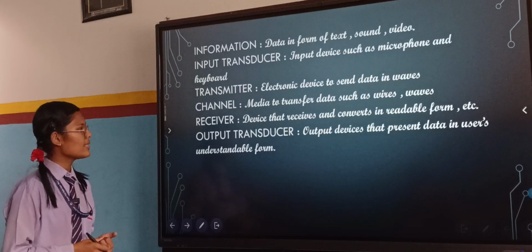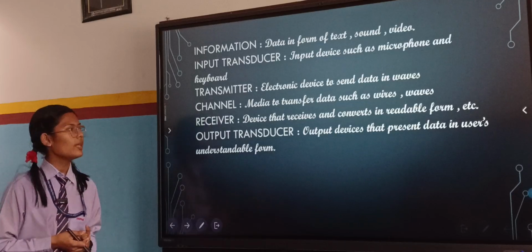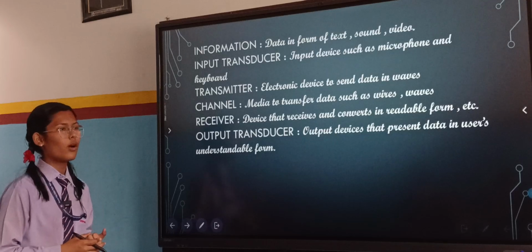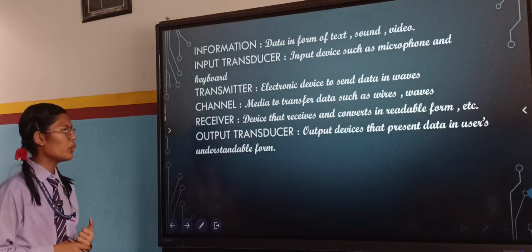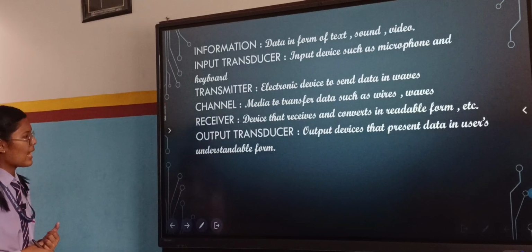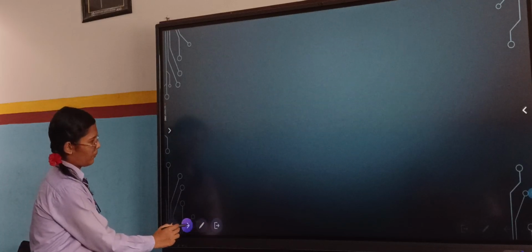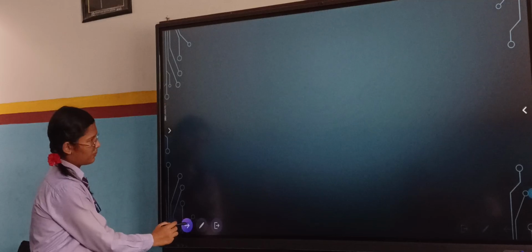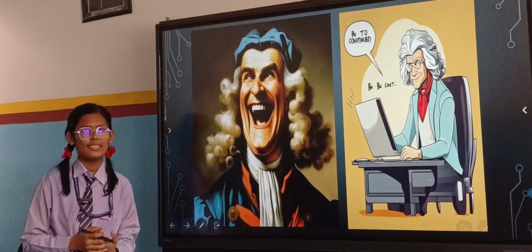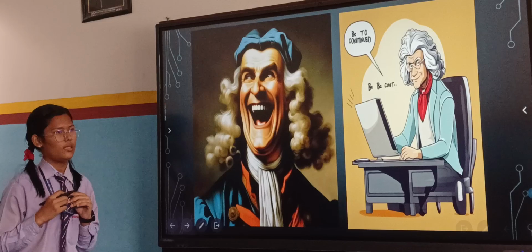And receiver: device that receives and converts data into readable form. A receiver can be defined as those devices that receive and convert it into readable form for the user. And output transducer: output devices that present data to users in understandable form are known as output transducers. Saying this, I would like to ask my next group member to continue it.